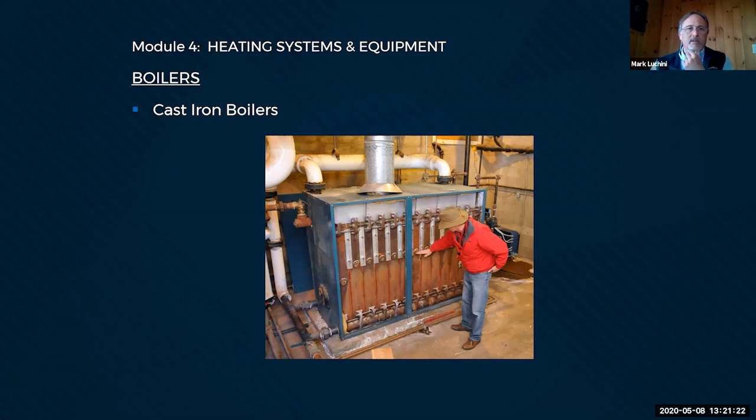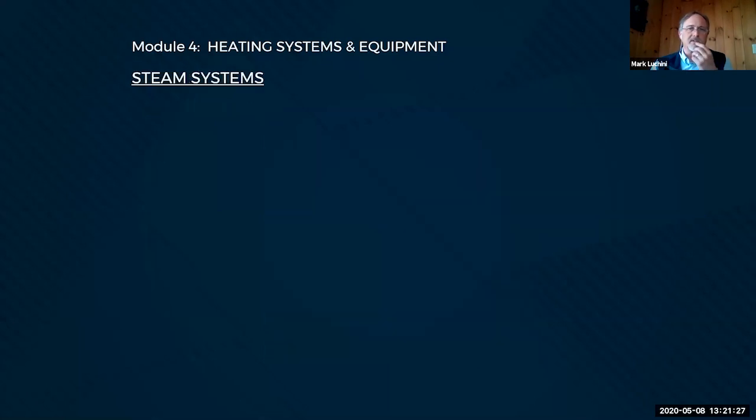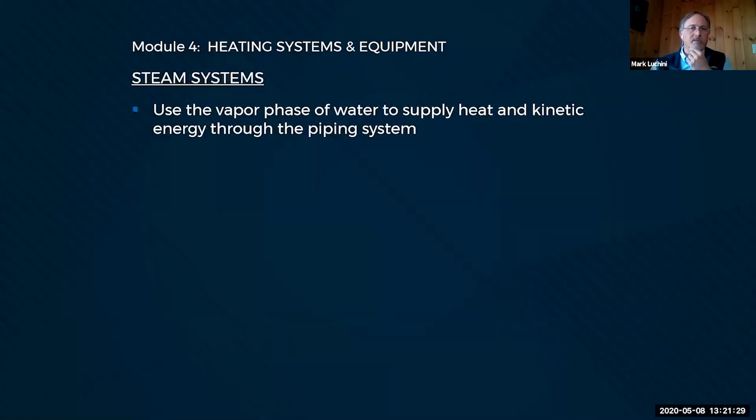So, okay, let's talk a little about what we do with these boilers. We can make hot water or steam, right? So let's talk first about steam. Steam systems use the vapor phase of water to supply heat and kinetic energy through the piping system. What do I mean by kinetic energy? How does it do that? Well, when you boil water, it expands 1,700 times its volume. So that expansion alone is the motive force to drive the steam through the system. It needs a place to go, so it finds its way out.